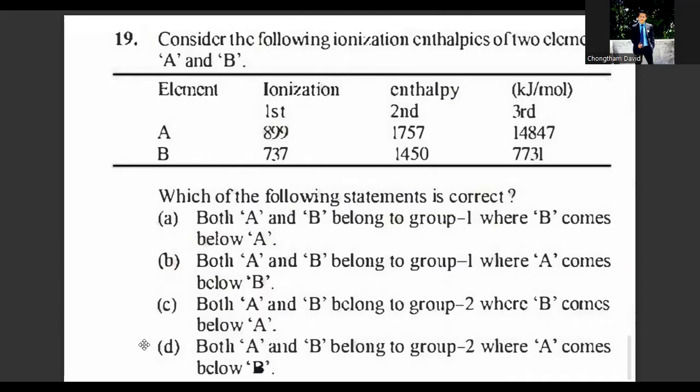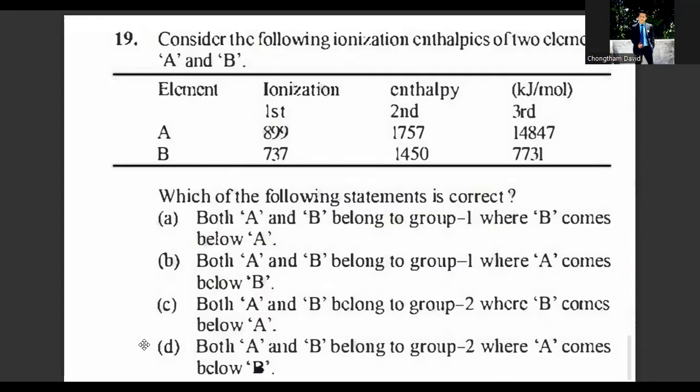So generally the ionization enthalpies increase from left to right in a period and decrease from top to bottom. Several factors such as atomic radii, nuclear charge, and shielding effect are responsible for the change in ionization enthalpies. Here the first ionization enthalpy of A and B is greater than group 1, that is lithium, we have given here 520 kilojoule per mole, to cesium, which is about 374 kilojoule per mole.